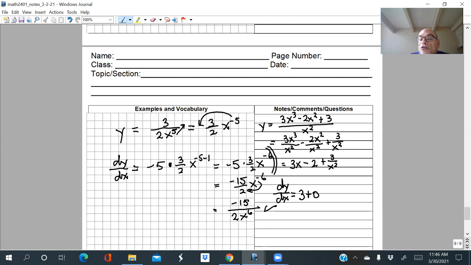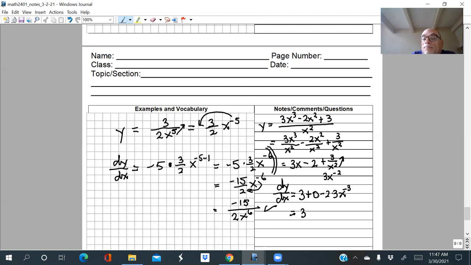And now, how do I differentiate 3 over x squared? Well, I have to remember that, just like in this problem, 3 over x squared is the same as 3 times x to the minus 2 power, right? I can take the x squared out of the denominator. And now you can differentiate this using the power rule. So bring the minus 2 down. So you have minus 2 times 3, and then x to the, subtract 1 from the minus 2, so that gives you minus 3.